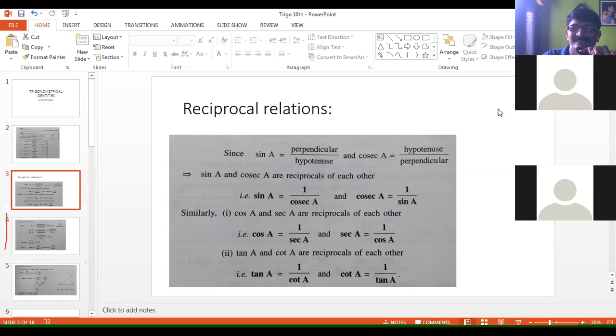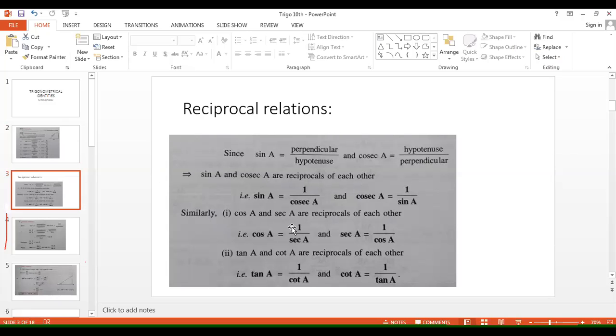Next, cos is the reciprocal of sec, sec is the reciprocal of cos, and cos into sec will become 1. Then the last reciprocal ratio would be tan is 1 upon cot A, cot is 1 upon tan A, and tan A into cot A is 1. I hope you understood this. So these are the basic 3 things. Sine is the reciprocal of cosec, cosec is the reciprocal of sine, cos is the reciprocal of sec, sec is the reciprocal of cos. It's one and the same thing. Tan is the reciprocal of cot, cot is the reciprocal of tan. I hope you understood till here.